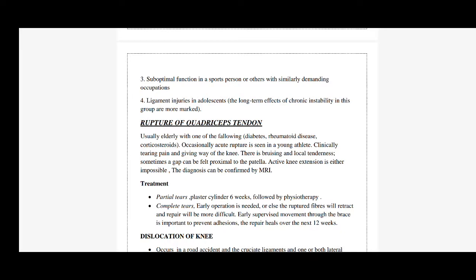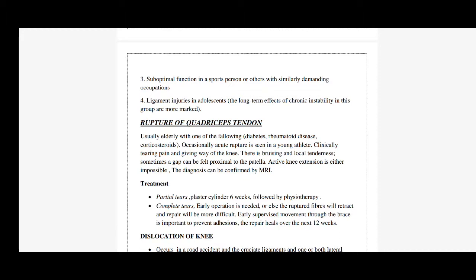Rupture of the quadriceps usually occurs, as we say, in those more than 40, usually elderly, with one of the following risk factors like diabetes, rheumatoid arthritis, or chronic steroid use, and occasionally acute rupture may be seen in young athletes, especially when there is poor training. Clinically, tearing pain and giving way of the knee, with bruising and local tenderness. Sometimes a gap can be felt proximal to the patella with swelling. Active knee extension is either absent or limited because of pain or quadriceps injury.